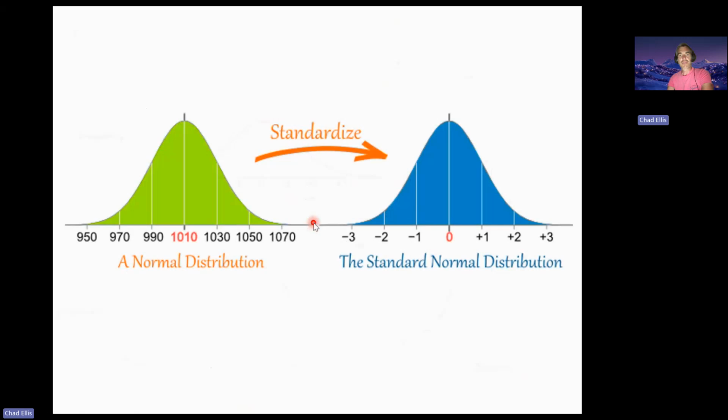So again, the idea of standardization is that we have this normal distribution with some actual units of measurement. We take those actual units of measurement, use that formula, and convert that into the standard normal distribution.